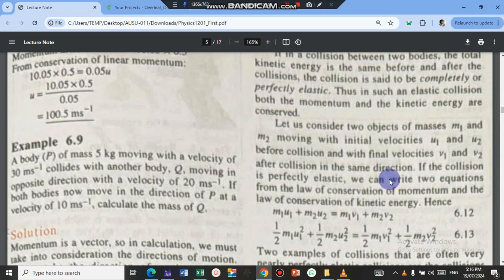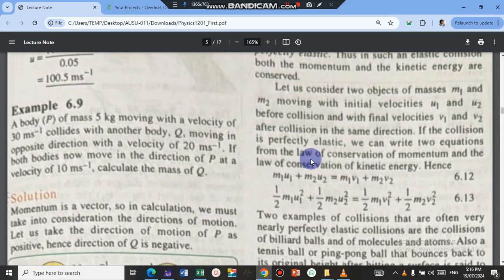Now, if the collision is perfectly elastic, we can write two equations from the law of conservation of momentum and the law of conservation of kinetic energy. Okay, from the law of conservation of momentum, total momentum before collision, m1 u1 plus m2 u2, equals total momentum after collision, m1 v1 plus m2 v2.